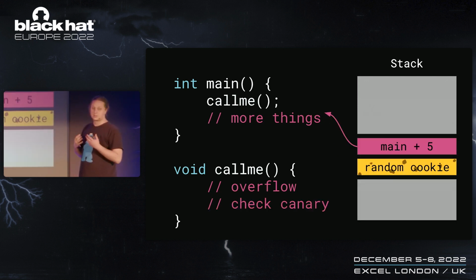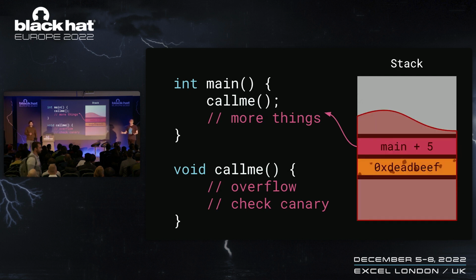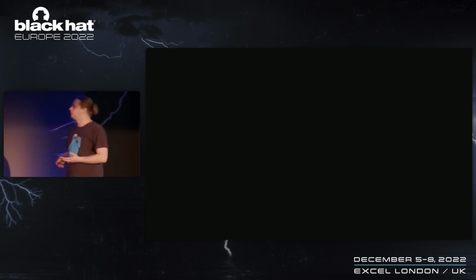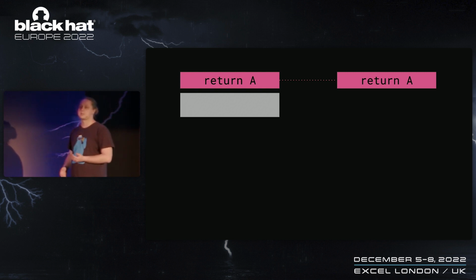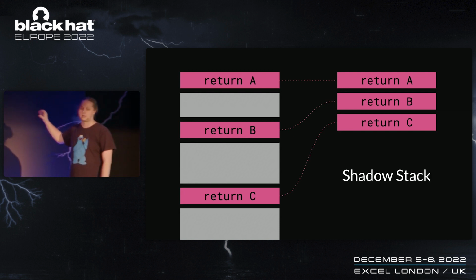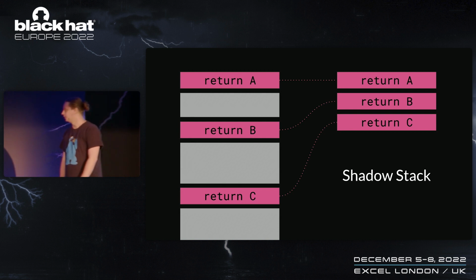This was addressed by adding a random cookie to the stack, and that cookie protects the return address. So if we overflow, the cookie gets changed and the program dies. Then another mitigation was added, where every return address goes onto a separate stack. So every time you have a return address on the real stack, it also goes onto a shadow stack. So these are shadow stacks, another mitigation against stack buffer overflows.